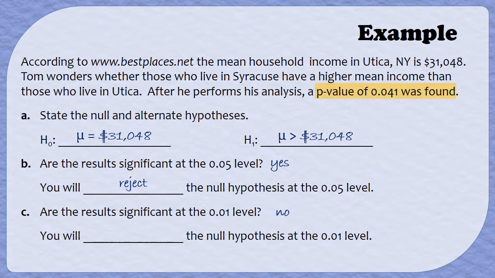When that happens, you will fail to reject the null hypothesis at this level. In other words, if I were using the 0.01 level, although the mean income in Utica and Syracuse may be different, it's not different enough to call it like a weird result. Okay? That's essentially what this would be saying.